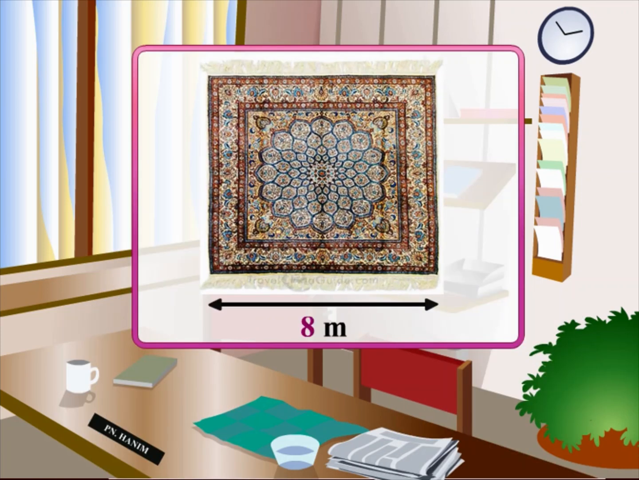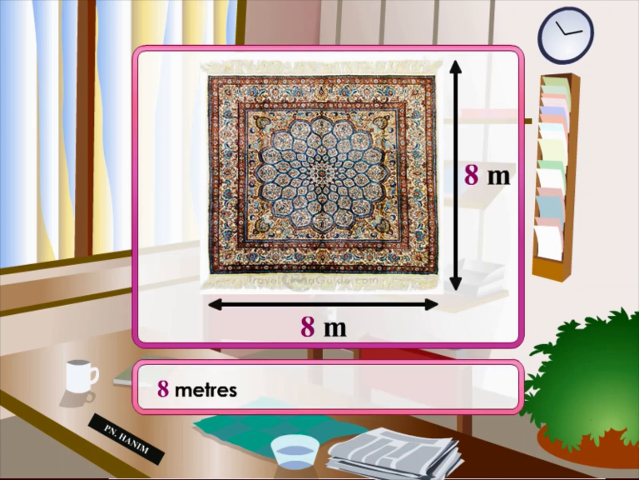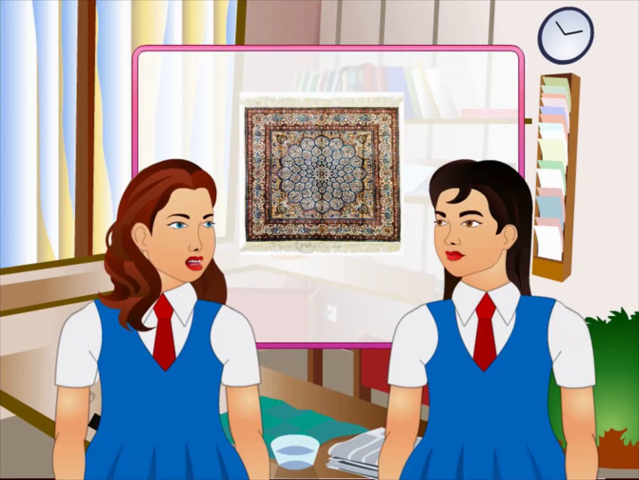If the length is 8 meters, we can calculate the perimeter by adding 8 meters to 8 meters and multiplying them by 2, which is equal to 32 meters. That is good, Rohan. Okay, let us go on to our next project.